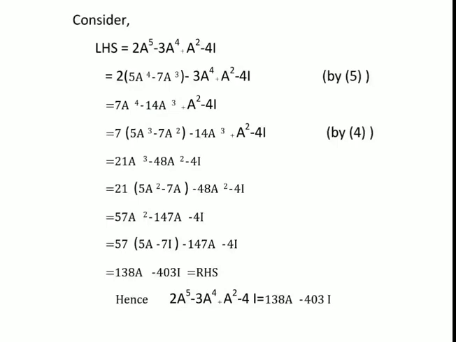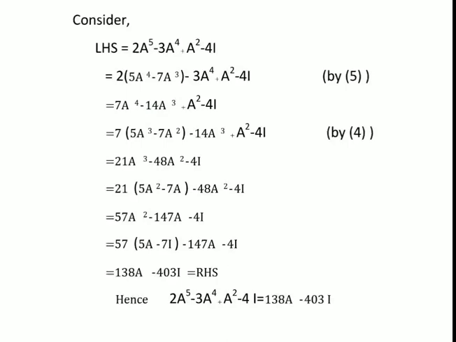Now we have to find one more result. We have to find 2a^5 − 3a^4 − a^2 − 4i. Let us consider this LHS: 2a^5 − 3a^4 − a^2 − 4i.